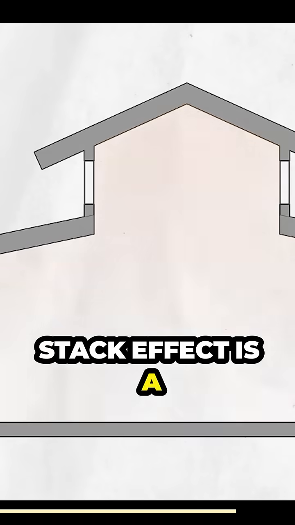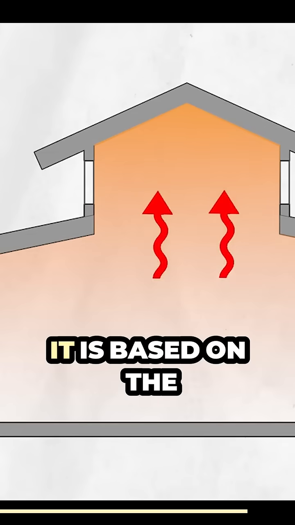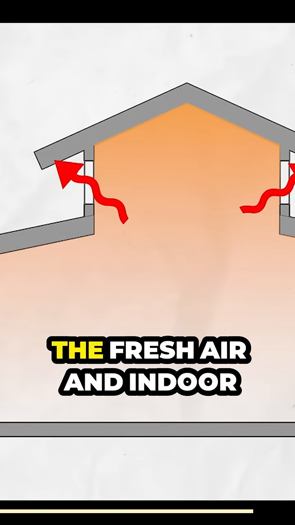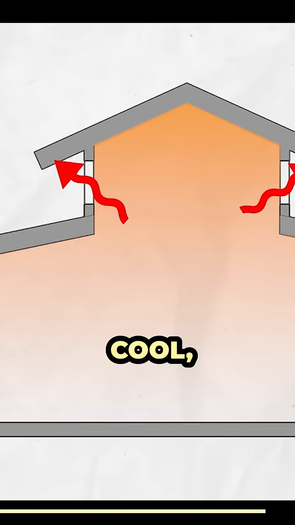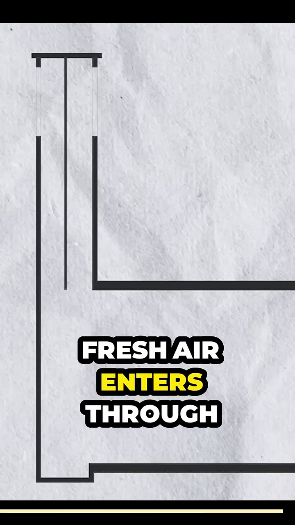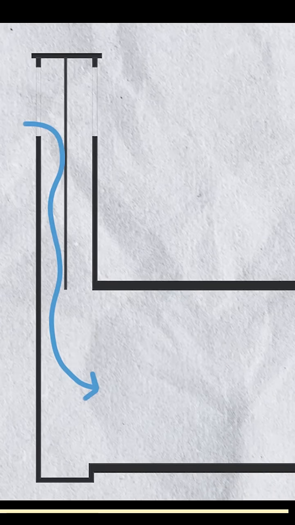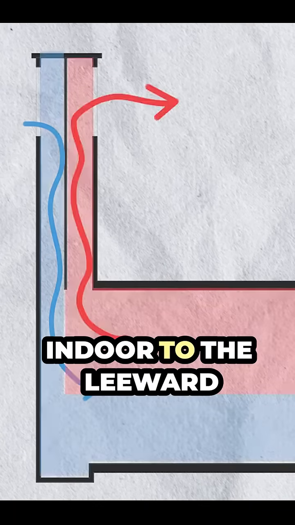Stack effect is a secondary mechanism, and it aids the performance of the wind effect. It is based on the density difference of the fresh air and indoor air due to temperature differences. Generally, cool, denser air settles down, and warm and less dense air moves up. As the fresh air enters through the opening on the windward side, stack effect aids to move it down and also aids in raising the hot indoor air to the leeward side.